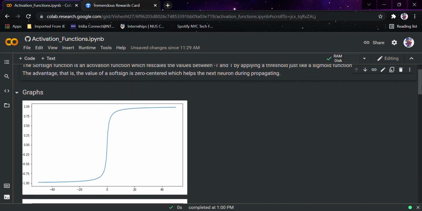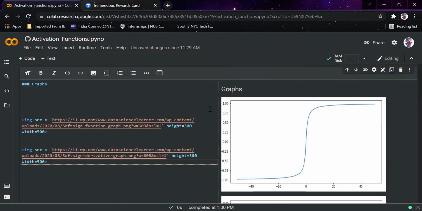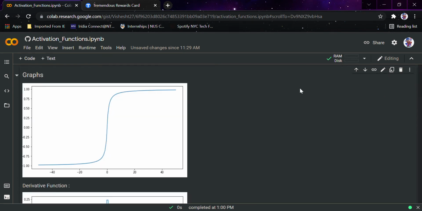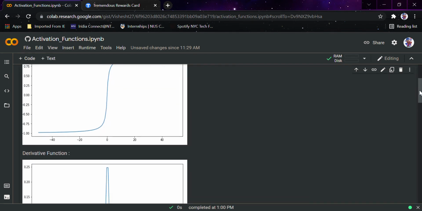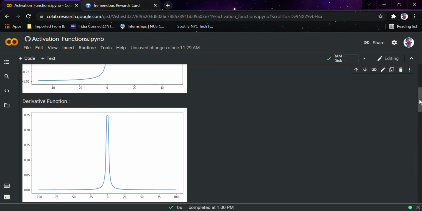cakewalk to you. You can look at the graph of the main function and the graph of the derivative function. For your reference, I will just write derivative function here so that you can understand it. So this is the main function, and the one below is the derivative function. You can see the difference between them.